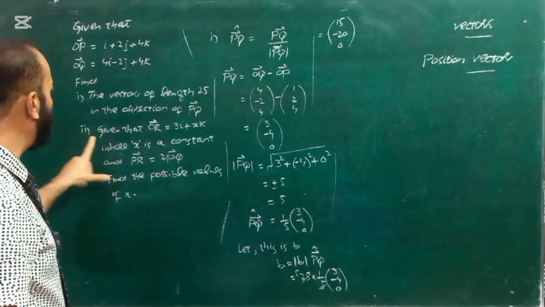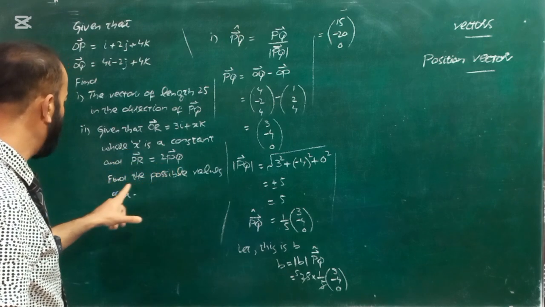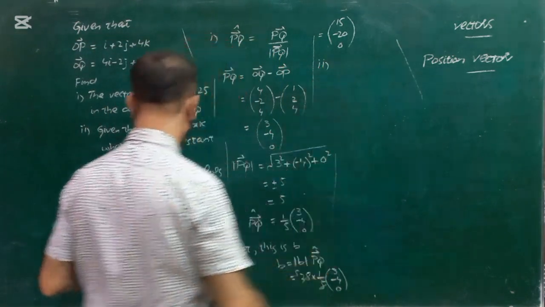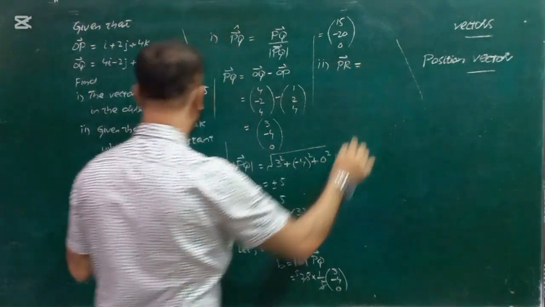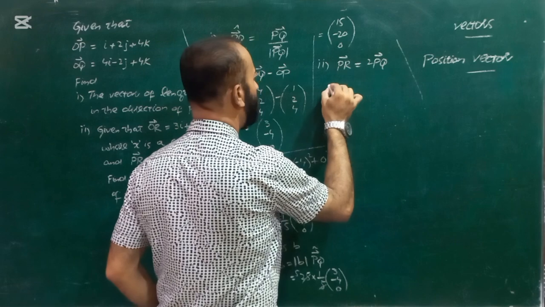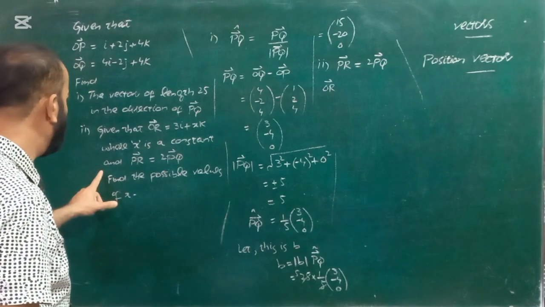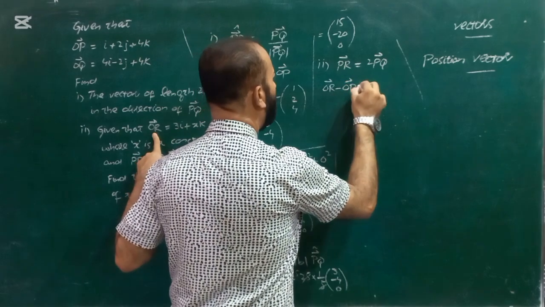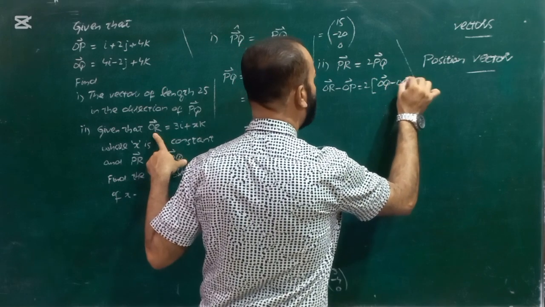Okay, in the second part it is given that OR is equal to this one, where x is the constant, and PR is equal to 2 times of PQ. Find the possible values of x. Okay, look now. In the second part, this is the condition: PR is equal to 2 times of PQ. So this is the condition given. From here we will start. OR minus OP will be equal to 2 times of OQ minus OP.